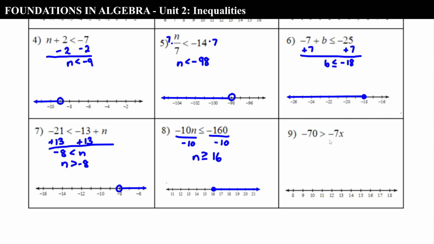And then finally, for the last one, we've got to divide each side by -7. That's going to give us 10. We divided by a negative, so we have to flip the inequality. And then we've got to flip the whole solution to get the variable on the other side. So we've got x is greater than 10. Well, it means we have an open dot at 10, and we're going to graph to the right.